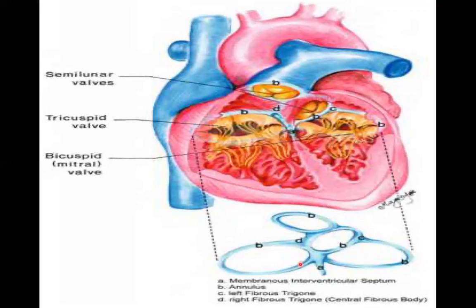It surrounds the openings of the atrioventricular valves and of the pulmonary and aortic valves. This is part number one of the skeleton. Now part number two is called trigonum fibrosum, which resembles the letter D. That one was the letter B, now we come to the letter D. It is part of the cusp of the aortic valve.